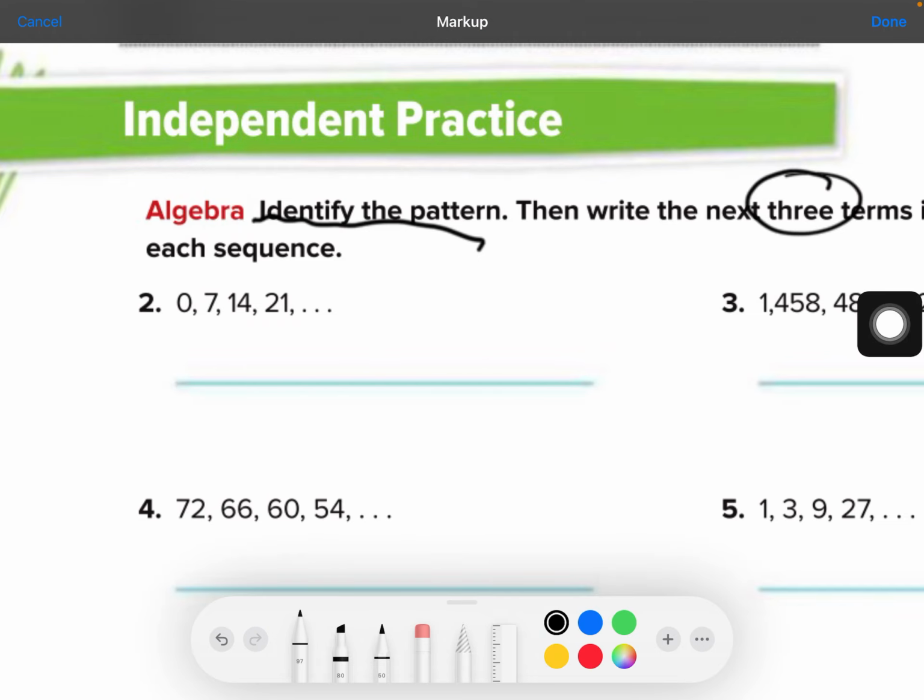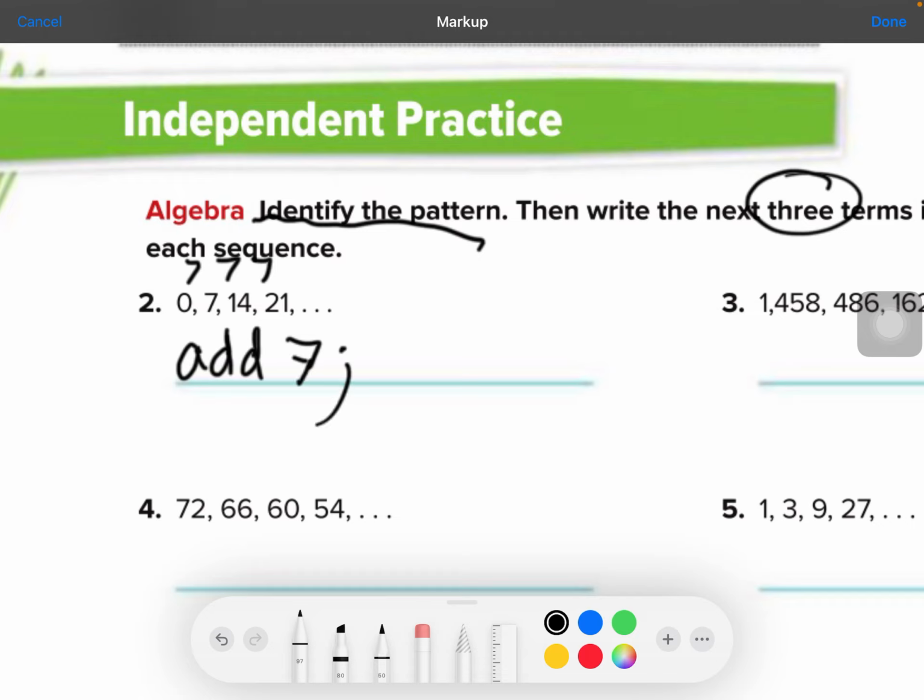If I look between these numbers, I can see a pattern. Between 0 and 7, I know there's 7. Between 7 and 14, there's 7. And between 14 and 21, there's 7. So I'd have to say they are adding 7. So do a little semicolon.